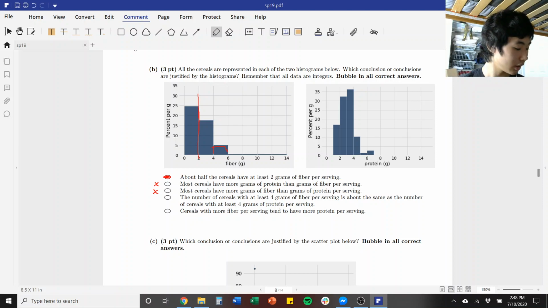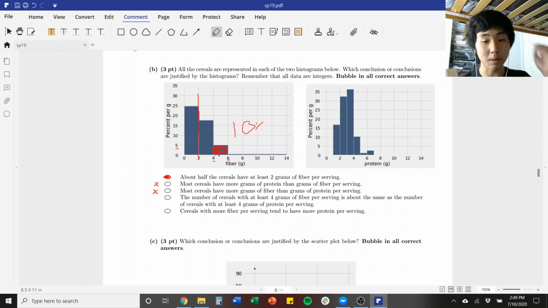Okay, and on a similar line, we cannot say that most cereals have more grams of fiber than grams of protein. Fourth option is that the number of cereals with at least 4 grams of fiber is about the same as the number of cereals with at least 4 grams of protein. So let's try to do some basic calculations here. Recall that the area of a histogram represents the percentage of data in there. So right here, this bar is all the cereals with more than 4 grams of fiber. The width is 2, because it's 6 minus 4, and the height is 5%. So that's about 10%. So 10% of the cereals have at least 4 grams of fiber.